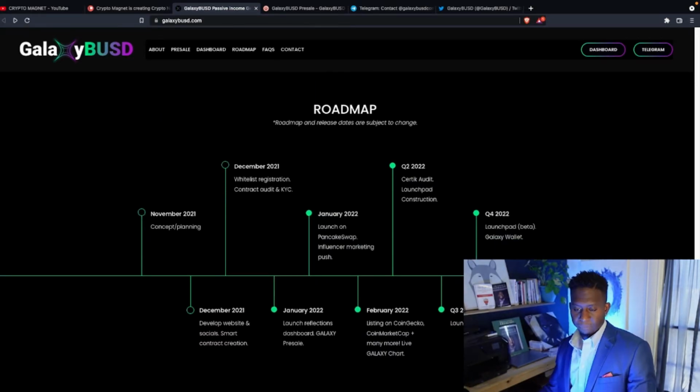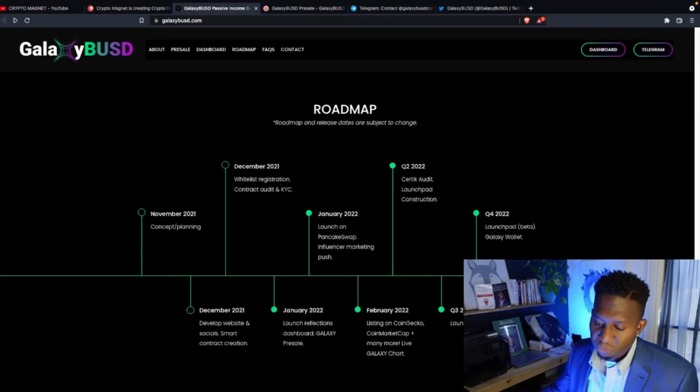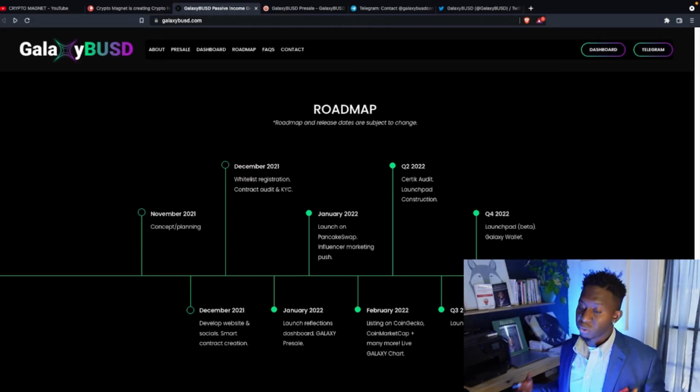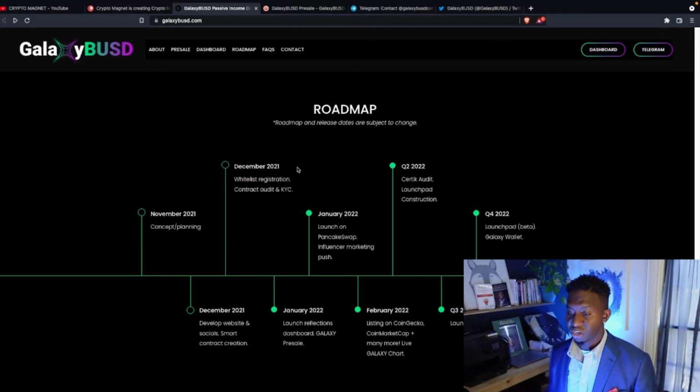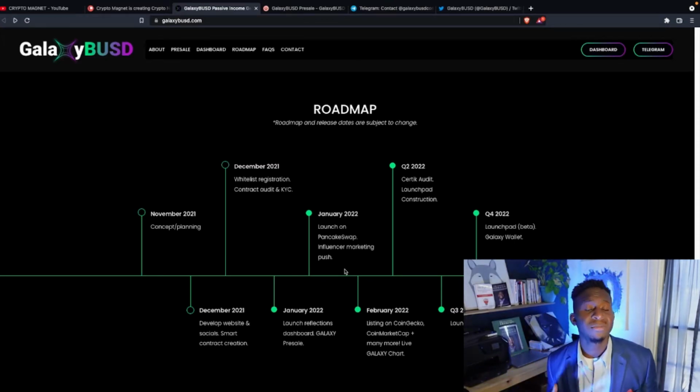Check out the roadmap. The concept and planning was November 2021. They whitelisted registration in December 2021. And now that it's January, they're launching on PancakeSwap, influencer marketing, and pushing the whole kit and caboodle. So guys, you are still on the ground floor of a project that hasn't even launched yet.